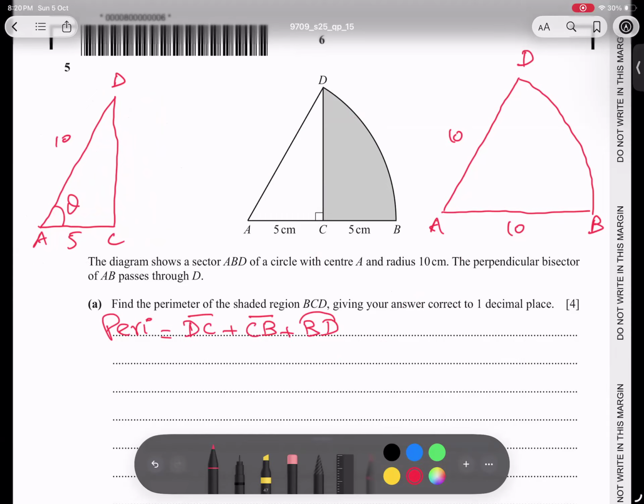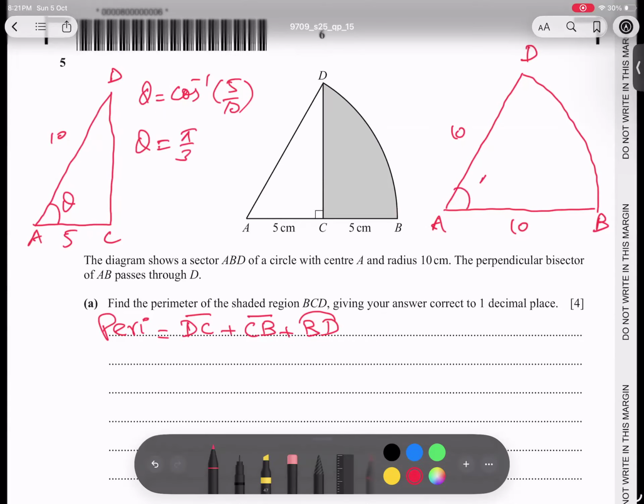Okay, now have a look. So what is opposite adjacent by hypotenuse? So cos theta. So theta is equal to cos inverse 5 by 10, which is a half. And when you take cos inverse of half, we get pi over 3. So it means this is pi by 3.